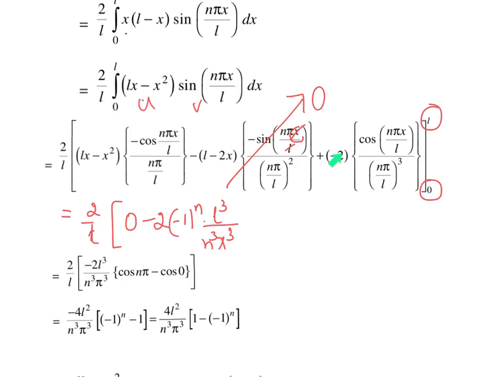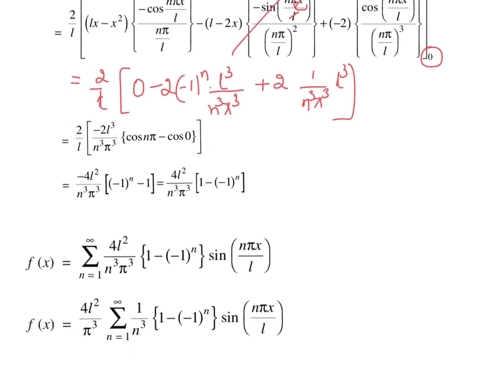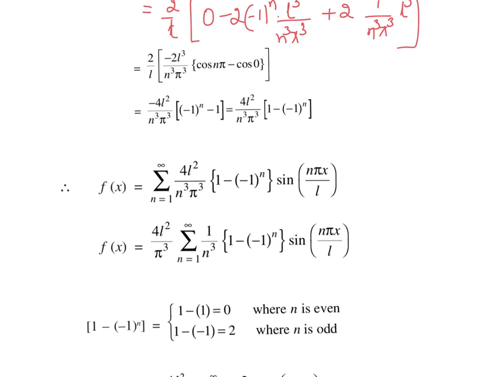When applying the lower limit, this minus 2 becomes plus 2 now. Plus 2 times cos 0, which is 1, divided by n pi by L whole cube, can be written as n cube pi cube in the denominator into L cube. Then we take minus 2 L cube by n cube pi cube out. So we get minus 1 power n minus 1, and this L gets cancelled. We finally get Bn equal to minus 4L square by n cube pi cube times minus 1 power n minus 1. This is our Bn.